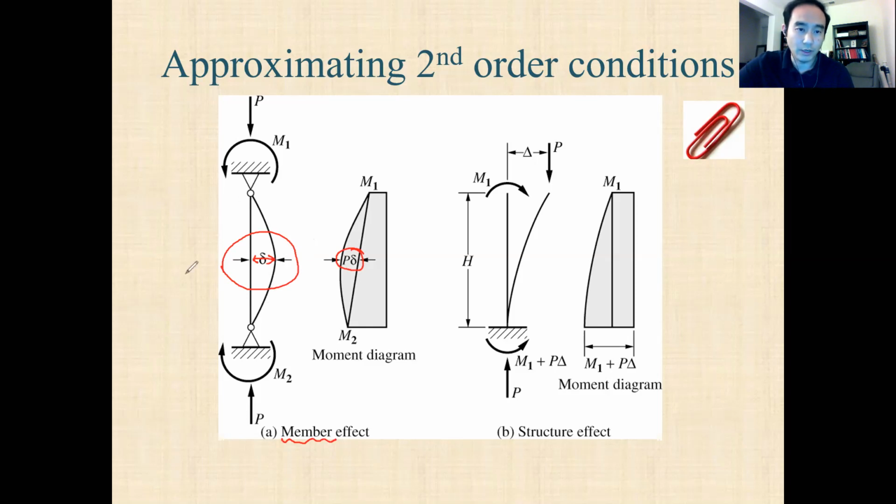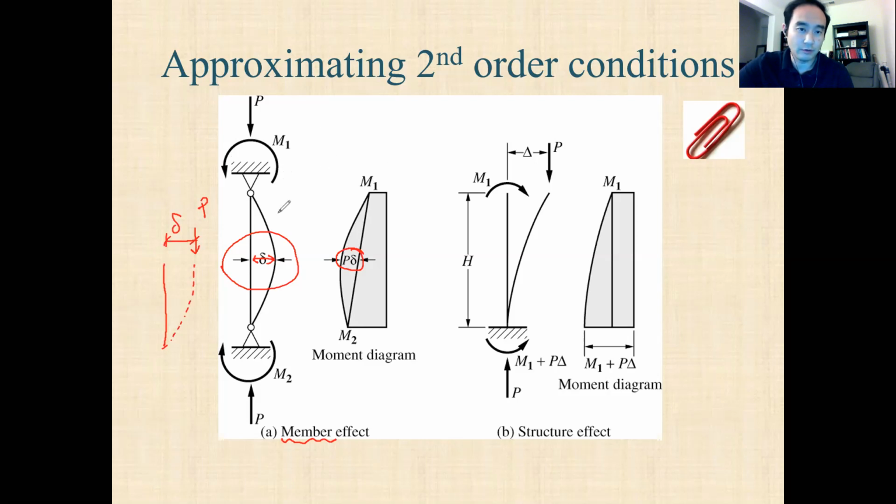So when I make a cut and draw a free body diagram, this is the original position of the column, but now this bended column looks like this. You still have a P applied here and the corresponding deformation in the middle, delta. So this P times delta will provide additional moment on top of whatever moments, the top end moment is M1, the bottom end moment is M2.